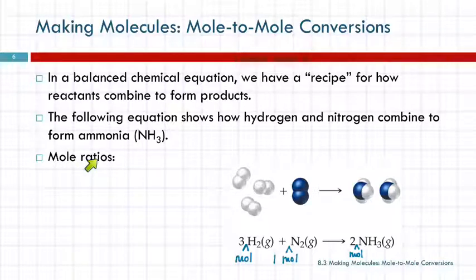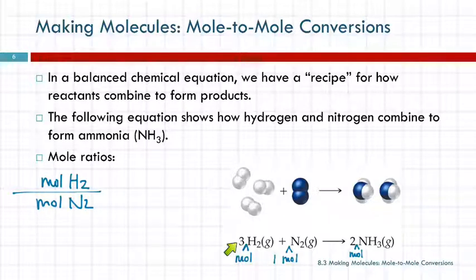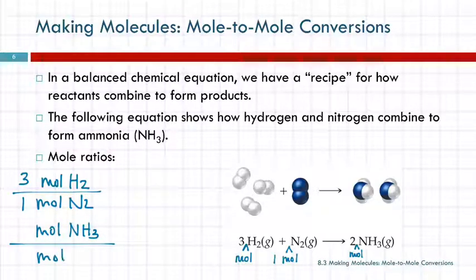So we can form ratios from this chemical equation. We can actually form a whole bunch of them. So we can find a ratio between hydrogen and nitrogen. So we could say if we want moles of hydrogen and moles of nitrogen, the relationship between those. Well, it's 3 moles of hydrogen to 1 mole of nitrogen. We could look at moles of ammonia to moles of hydrogen. 2 moles of ammonia are formed from 3 moles of hydrogen. 2 moles of ammonia from 3 moles of hydrogen.